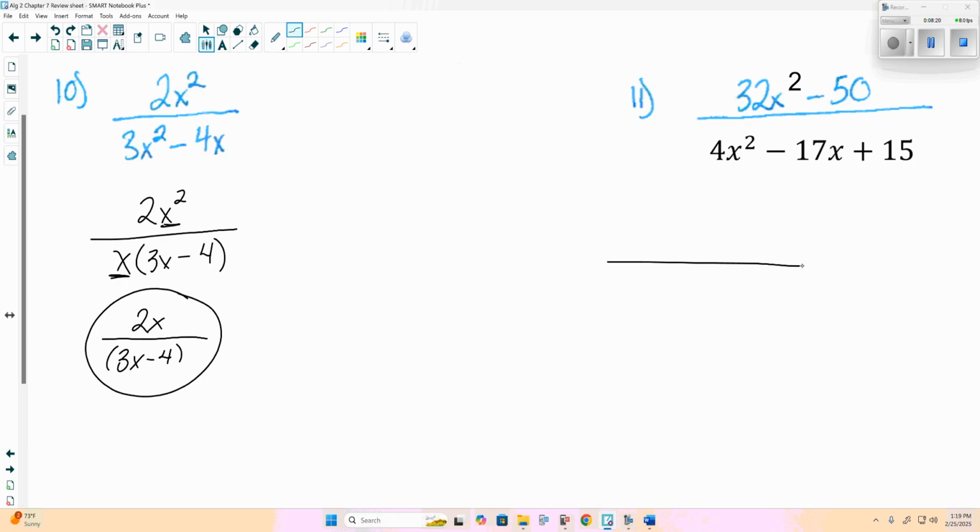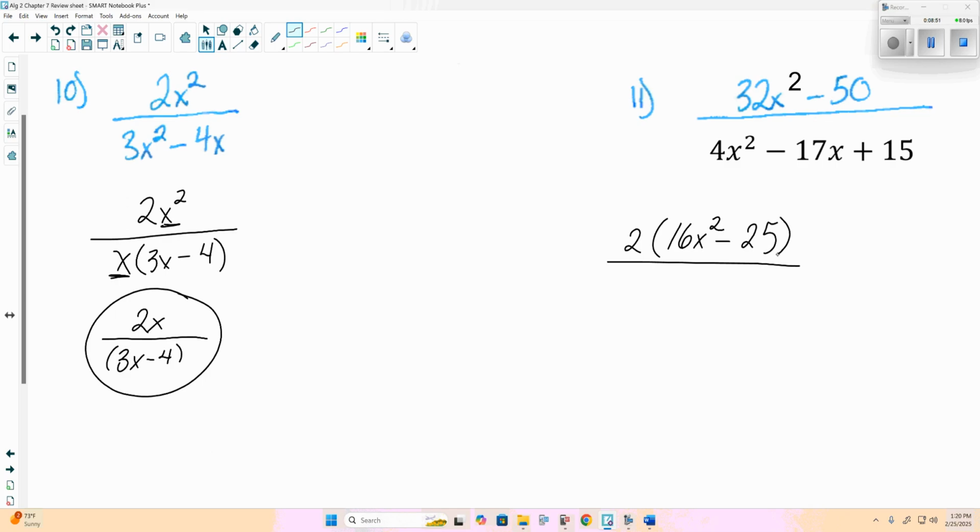Now this here, we do need to factor the top and bottom. If we look at the top, 32x squared minus 50, is there a greatest common factor between 32x squared and 50? 2. 2 goes into both 32 and 50. So we can factor the 2 out first. If we factor 2 out of 32x squared, we get 16x squared minus 25.